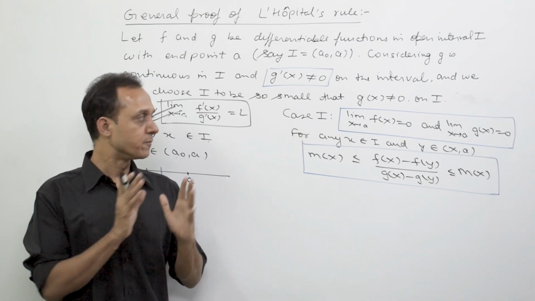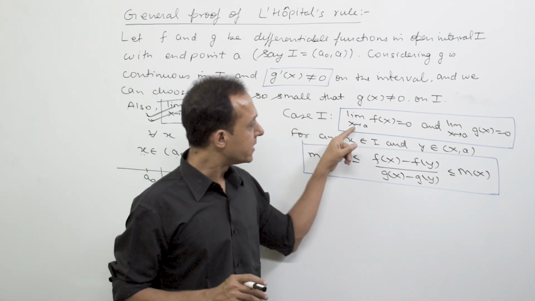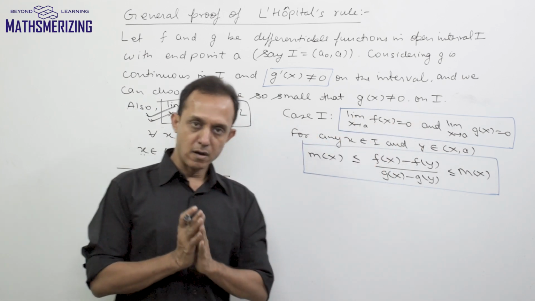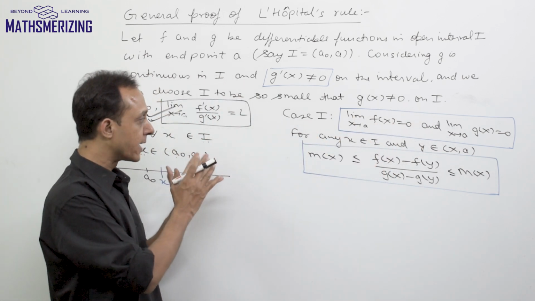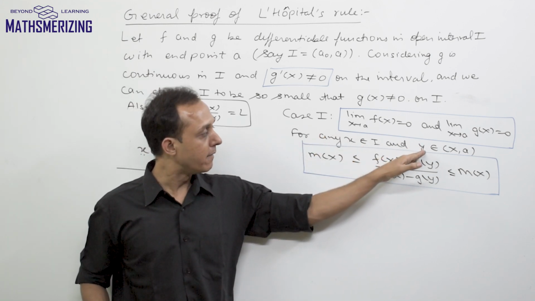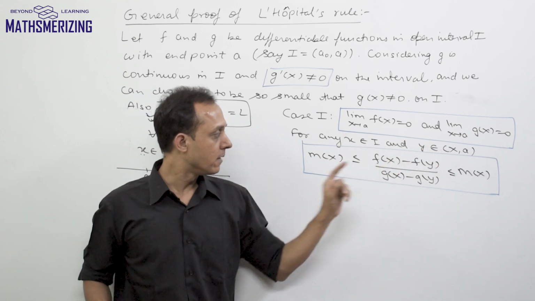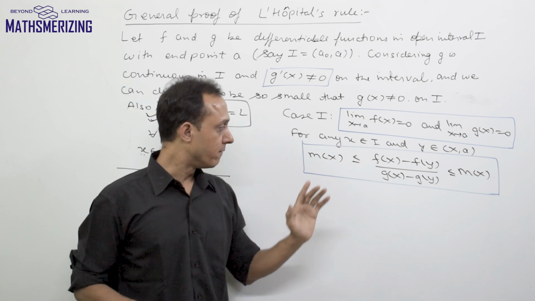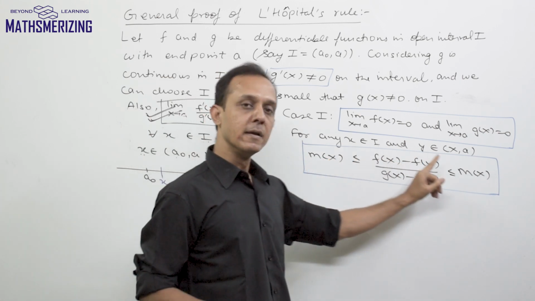So now we'll take case first, which is when limit x tends to a, f(x) is 0 and limit x tends to a, g(x) is 0. Now from Cauchy's mean value theorem, we have already established that for any x in this interval I and for any y in this interval x to a, this value (f(x) minus f(y)) upon (g(x) minus g(y)) will lie between small m(x) and capital M(x).